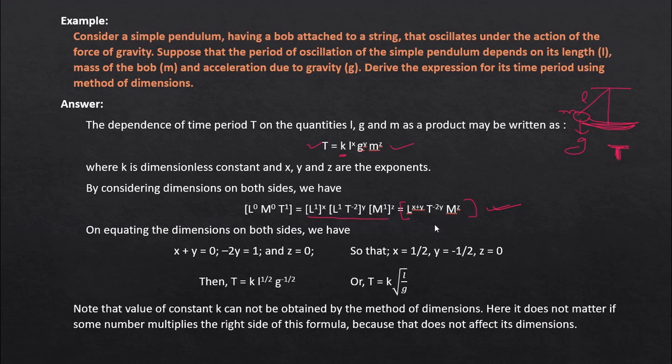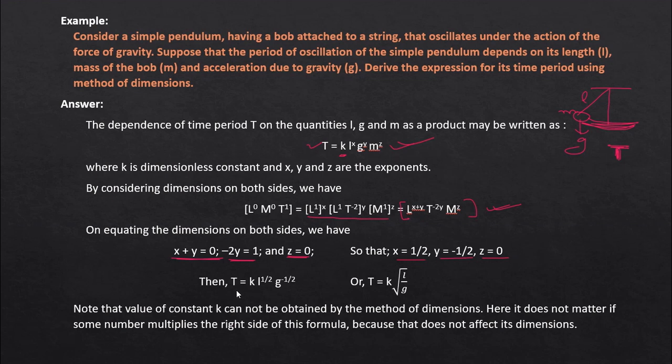Now we have to compare the powers on the LHS and RHS. What is the dimensional power of L? It's x plus y here and 0 on the left, so x plus y will be 0. What is the power of T? Minus 2y here and 1 on the left, so minus 2y will be 1. And what is the power of M? It's z here and 0 on the left, so z will be 0. If you simplify this, you will get x equals half, y equals minus half, and z equals 0. Let's put all this into this equation.